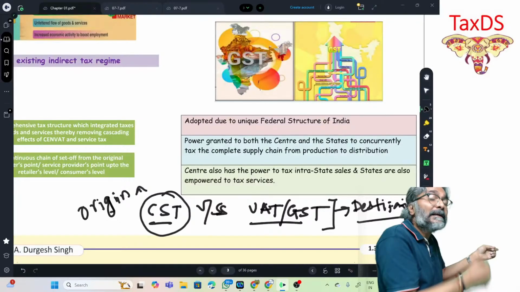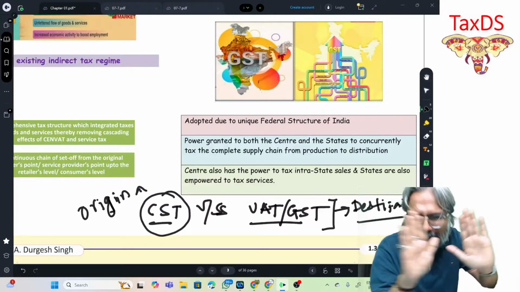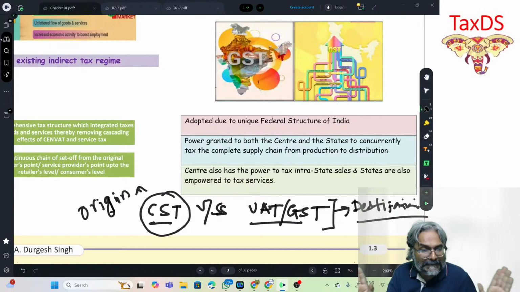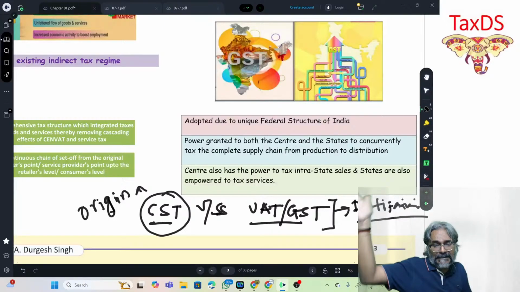That is to say, where the consumption of goods or services takes place, that is the state where the GST or the VAT will be attracted. The consumption state. I hope that all of you are clear on this, because this is the starting point, the fundamental structural difference between the CST versus the GST or VAT. Is that clear to all of you, students? Shall we begin?